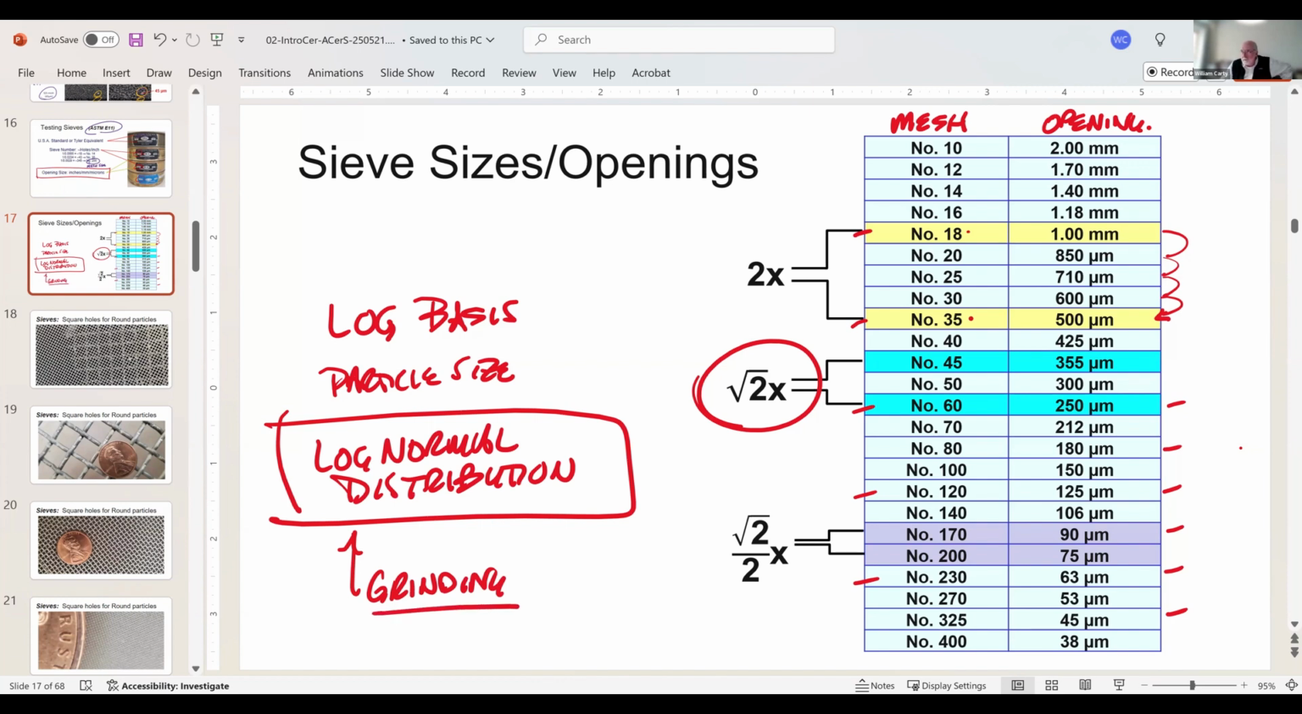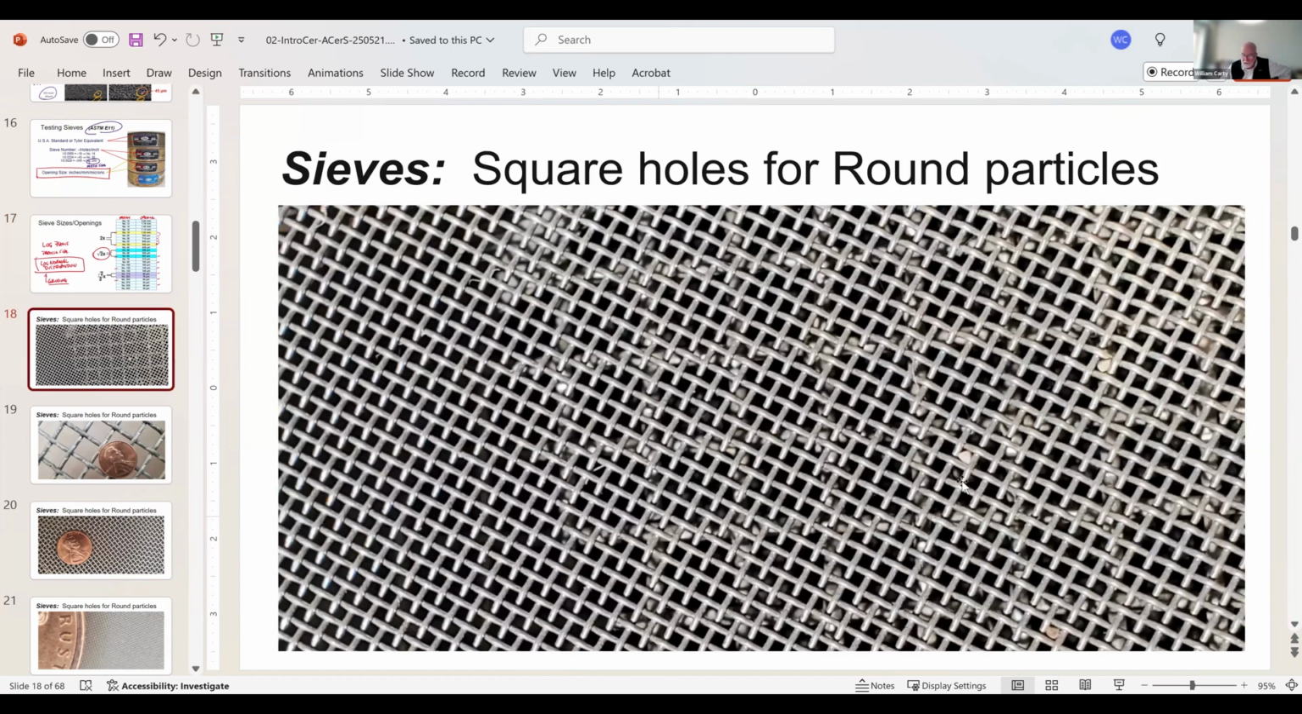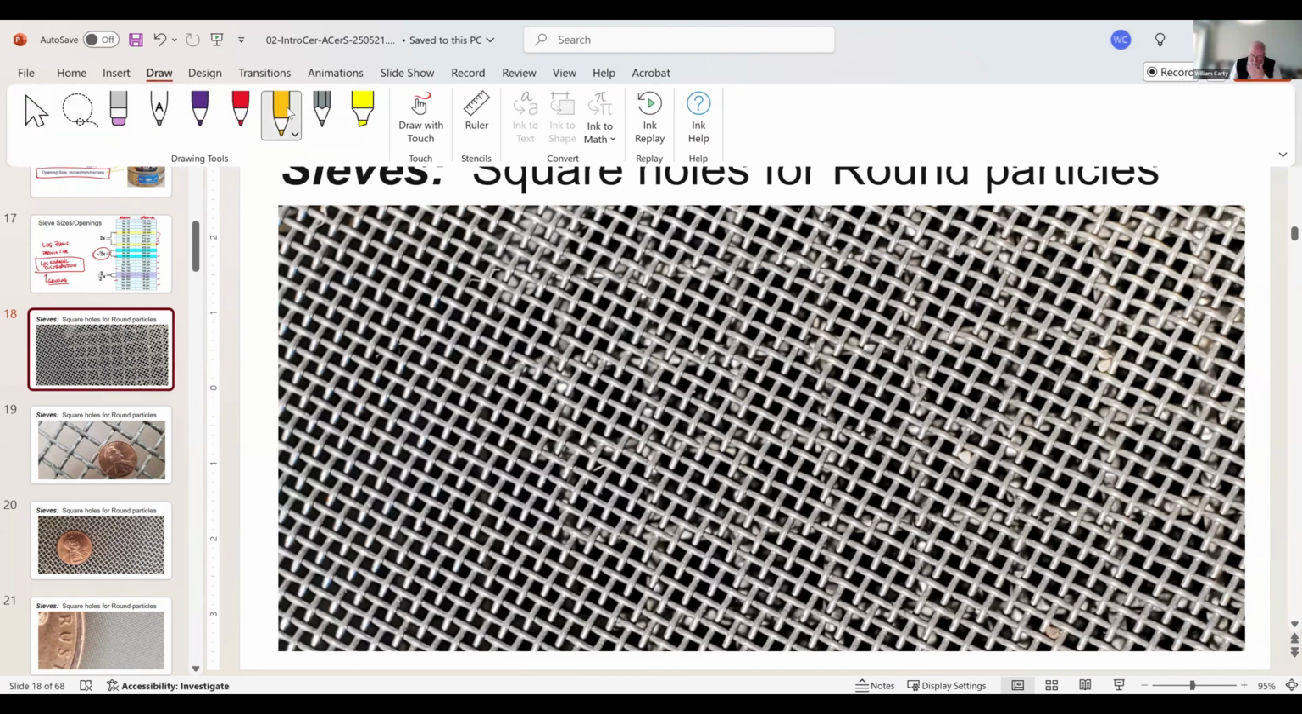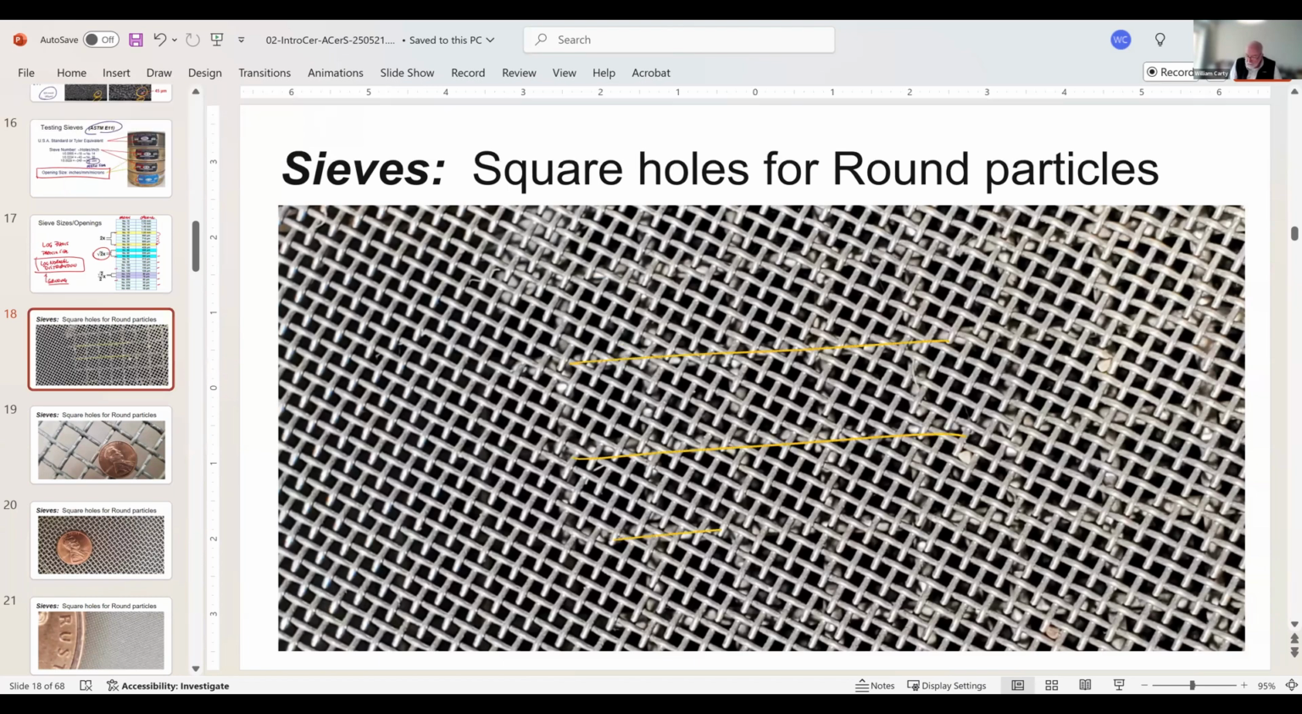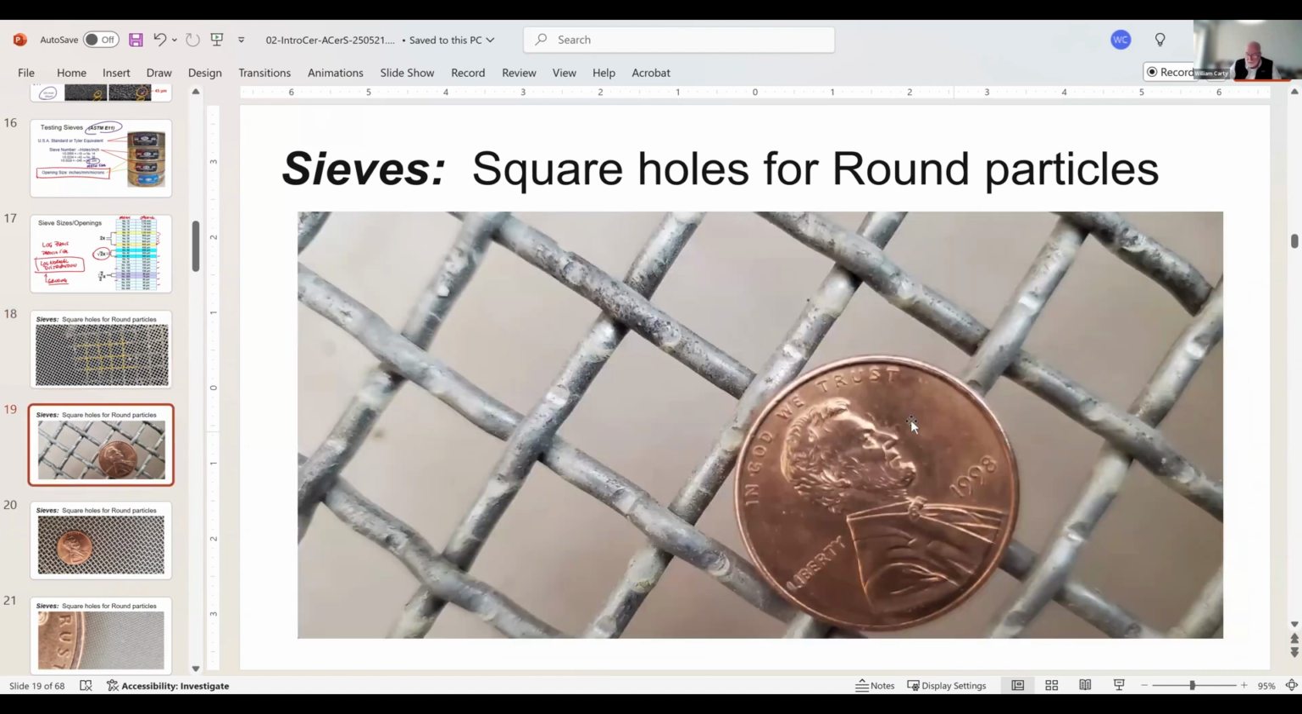I've got some great pictures of sieves just so you can see. Square holes for round particles. They're assumed to be round. In the background in this screen, you can see the larger sieve below it. There's a line here like this, and then you can see the large sieve below that. And then to give you some scale, there's a penny.